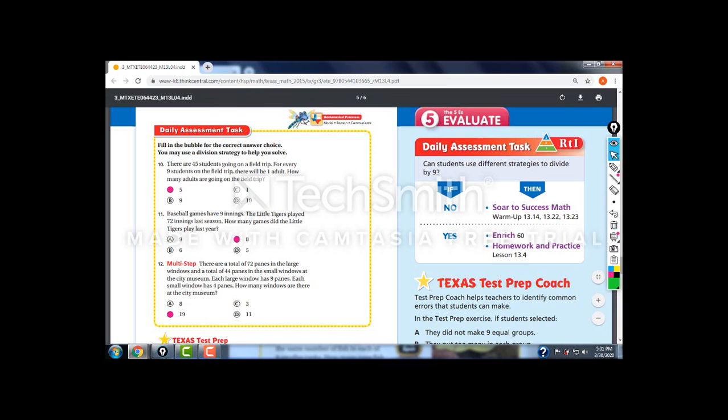The next one, it's a multi-step, so make it easy on yourself. There's a total of 72 panes in the large window. 72 panes. I'm just putting them together. And a total of 44 panes in the small one. 44 in the small one. That's the small.